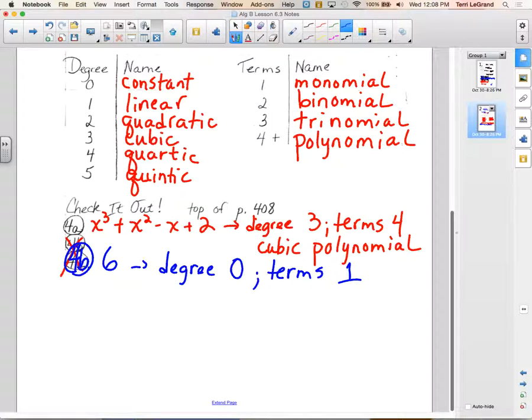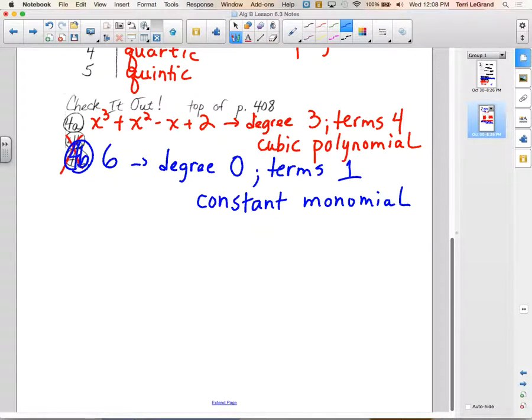So now we're ready to decide what its name is. Constant monomial. Constant because it's got a degree 0. Monomial because there's only 1 term. Okay, you do the last one on your own now, 4C. You try 4C and let's see if we all can come up with the same name for it. Showing work. This is called showing work, what we're doing right now.